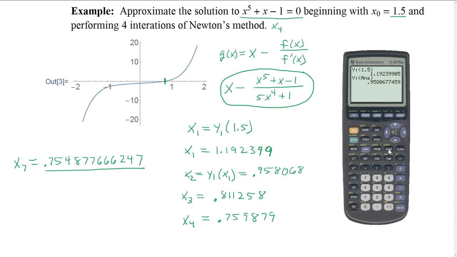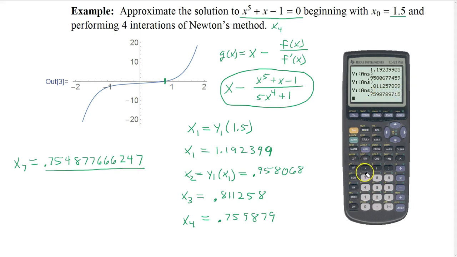And then you just keep going. I'll do it 2 more times. Yvars of answer. There you go, 0.811258, which is what we have down here. And then finally, hit enter of second ANS. And there we go. This is the same as what we came up with using the TI-89.